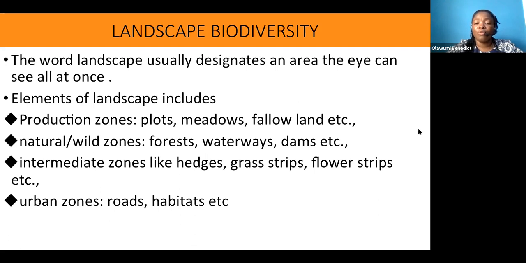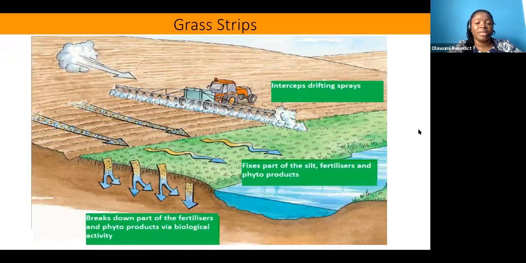Then we move on to the grass strips. This is the picture of a grass strip. What does a grass strip do? Part of what grass strips do is that it helps in water purification.